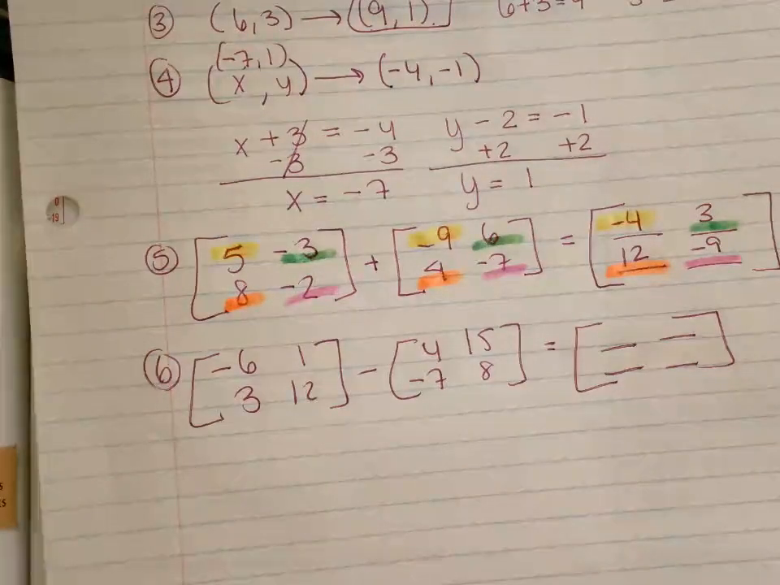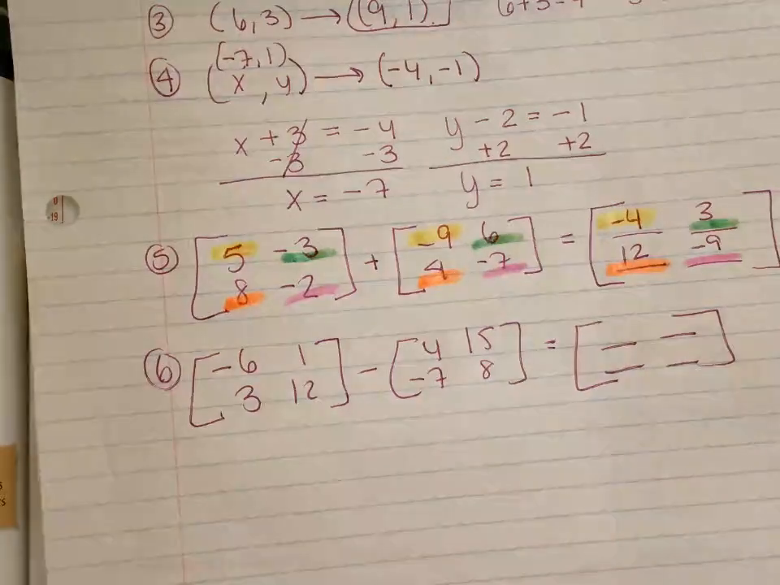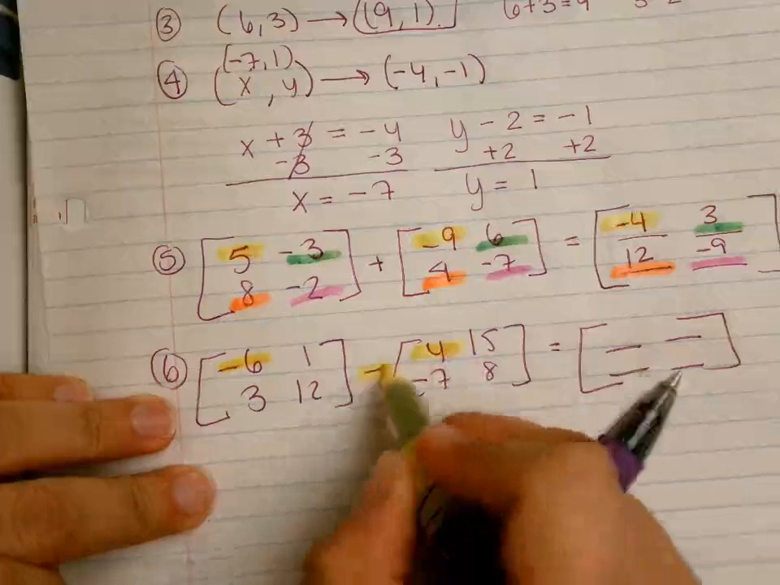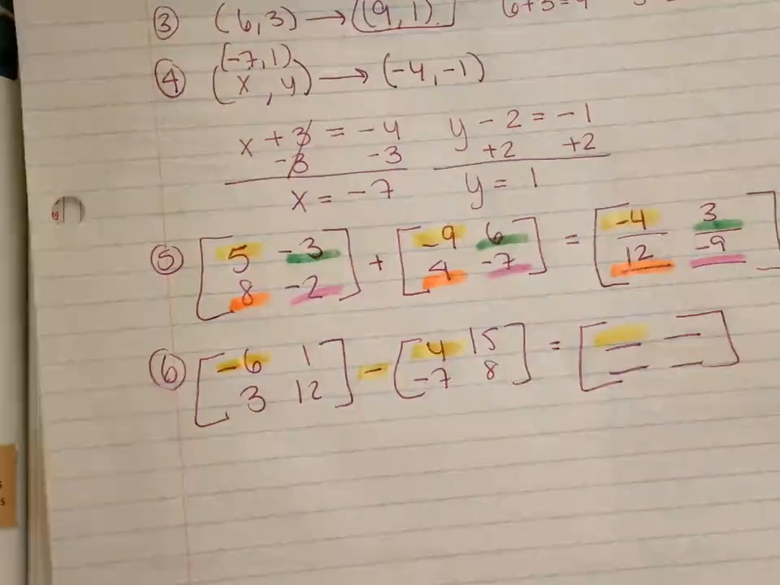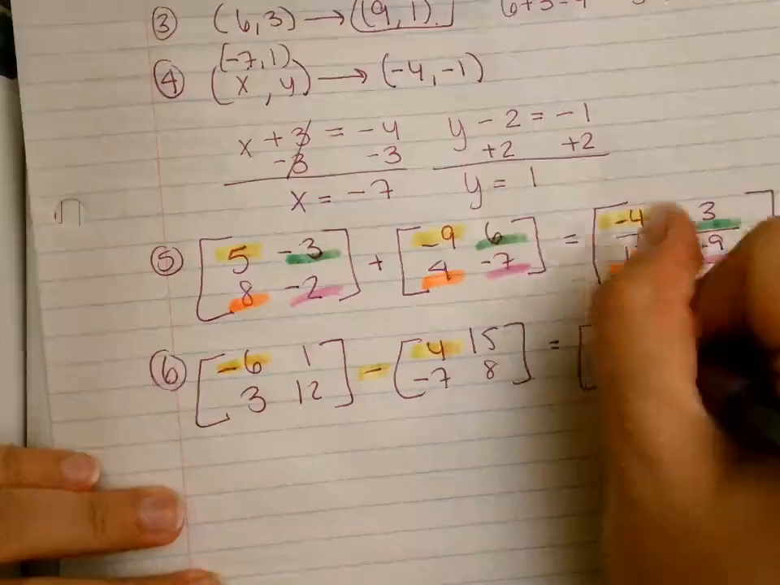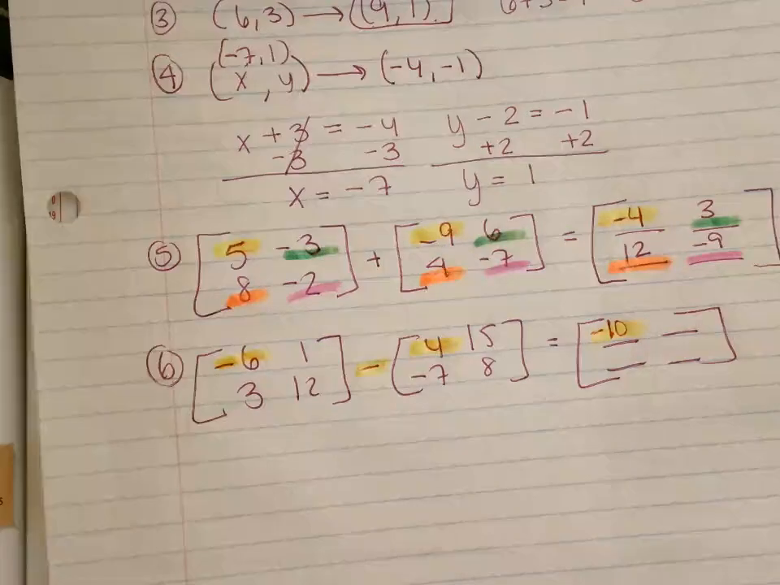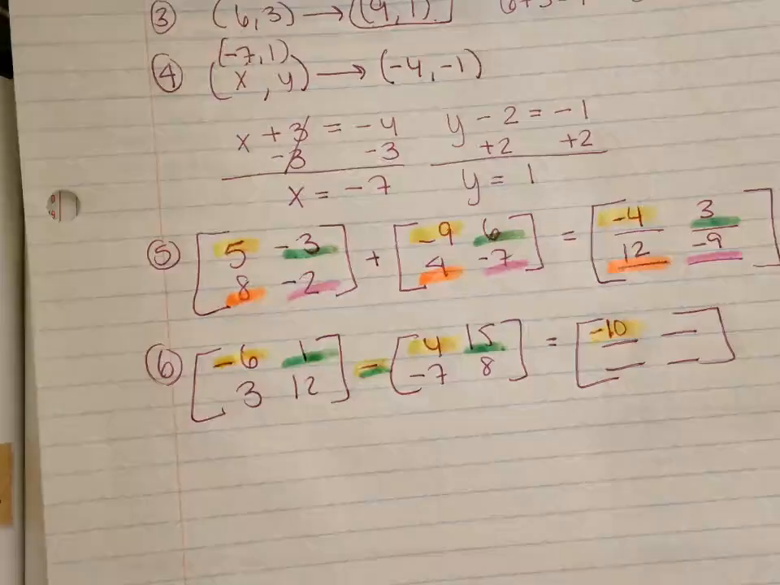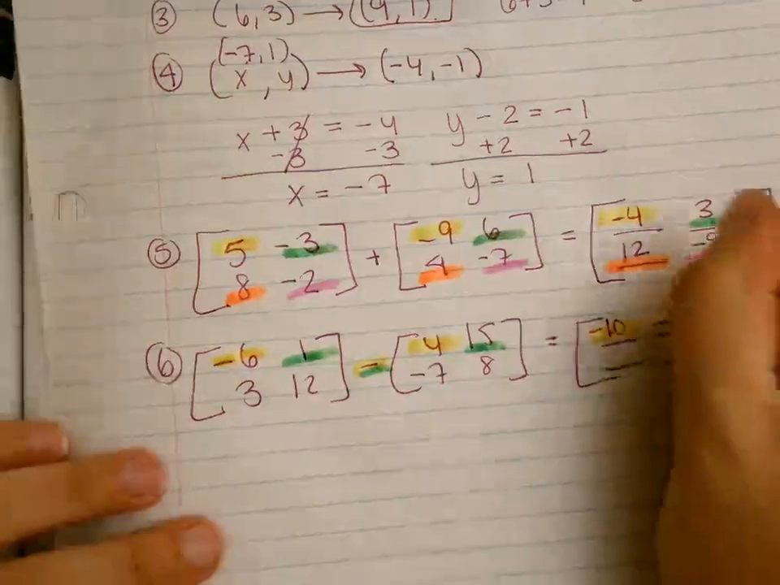So let's do this one. I guess I can use the same colors, the same order. All right, so negative 6 minus 4. Negative 6 minus 4 is going to be negative 10. 1 minus 15 is going to be negative 14.